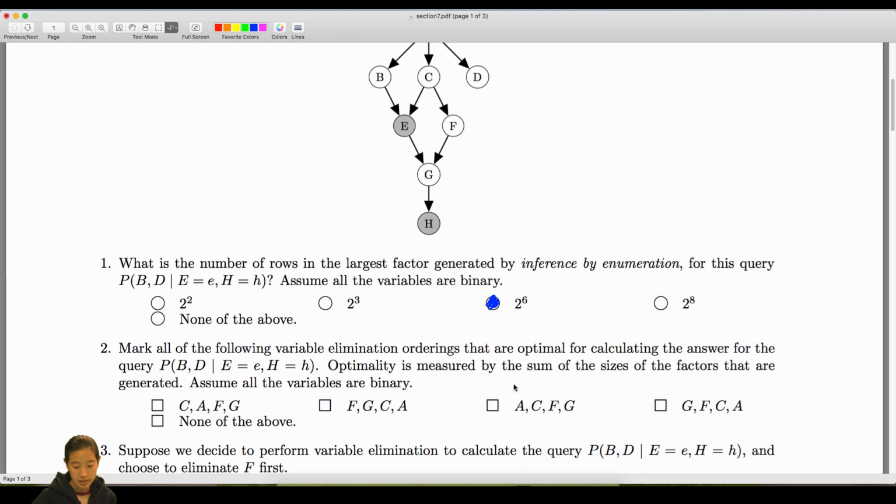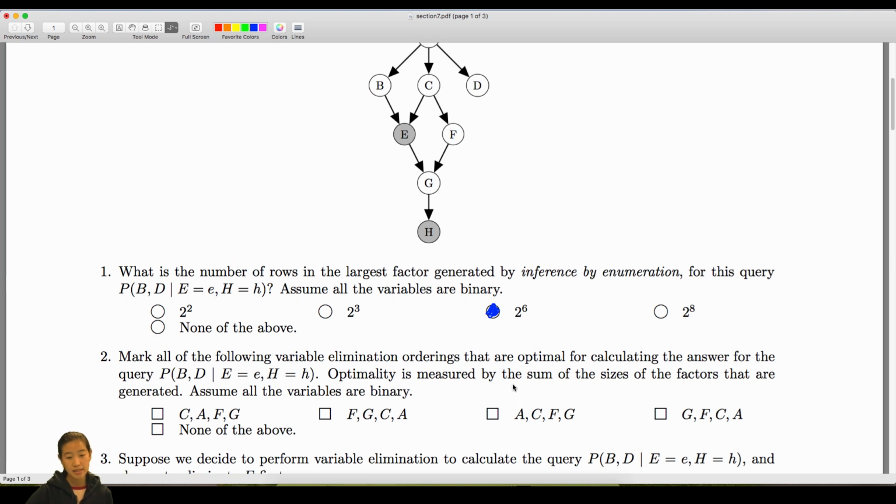Okay, so question number 2 is asking: if we have this Bayes net and we want to find the query P of B, D given E and H, what would be the variable elimination ordering, the variables that we eliminate, that would be the most optimal? By optimal, we mean the size of the factors is the smallest, so most space saving, you can think of it.